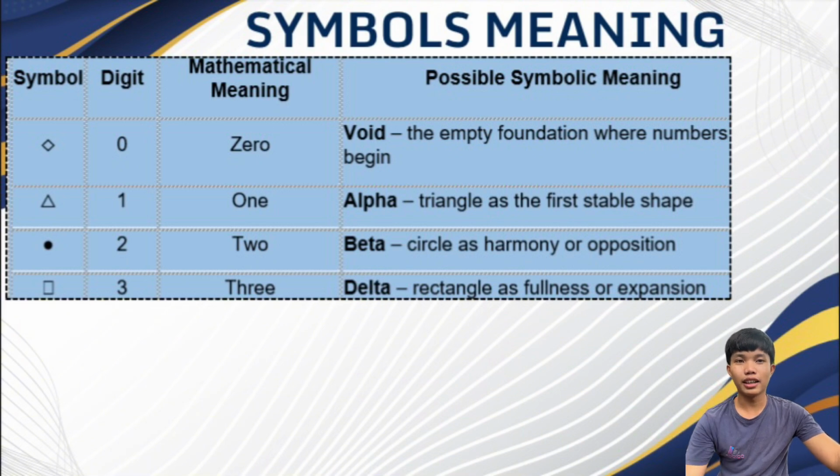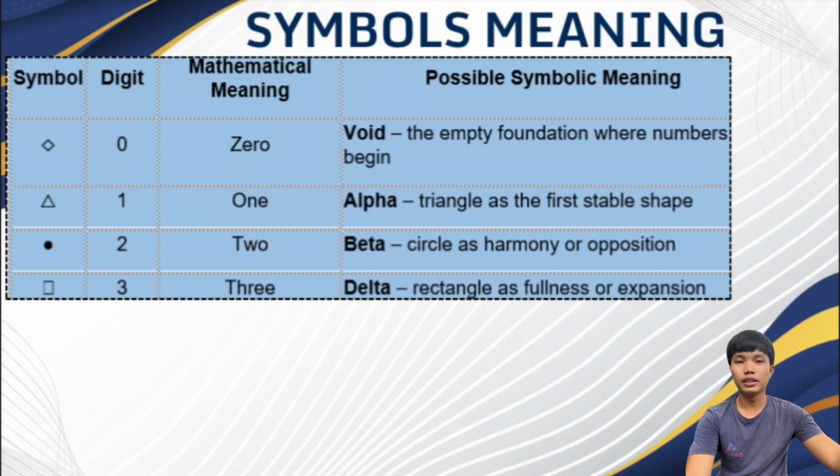The next one is triangle symbol, digit 1. Math meaning 1, symbolic meaning alpha. The triangle is the first stable shape in geometry. It represents beginnings, leadership, or origin.